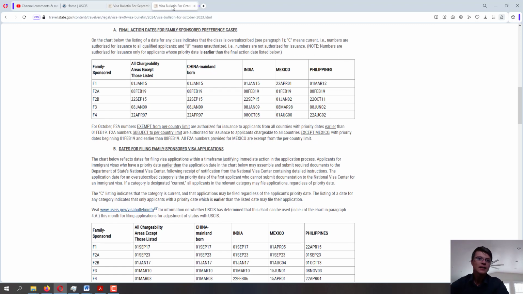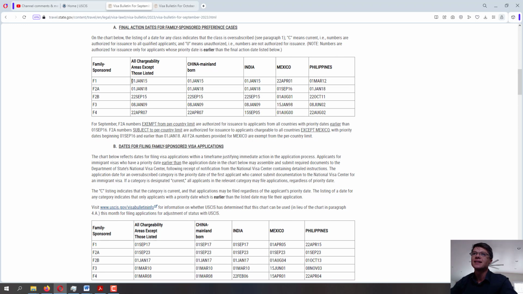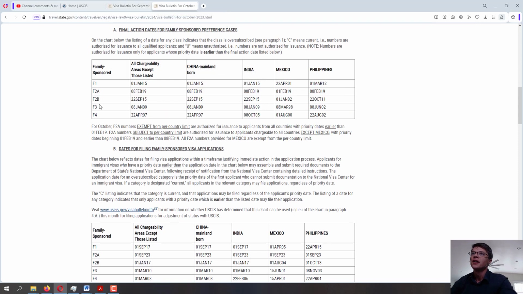So let's start with F1, and as you can see, this is September. We got January 15, January 15, January 15. For Mexico, it is April 2001, and for Philippines, it is March 2012. Let's look at the October: 15, 15, 15, April 01, March. So absolutely no movement, unfortunately, from September to October visa bulletin for F1 category.